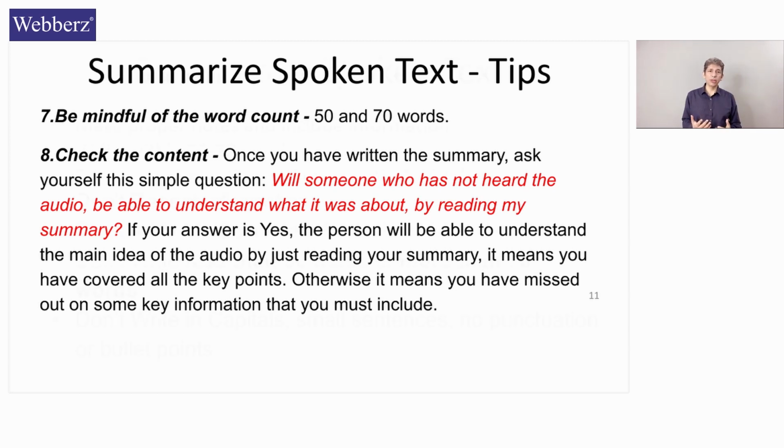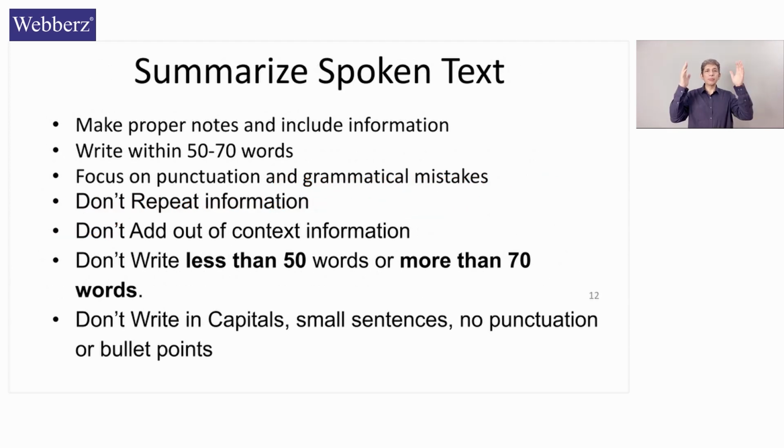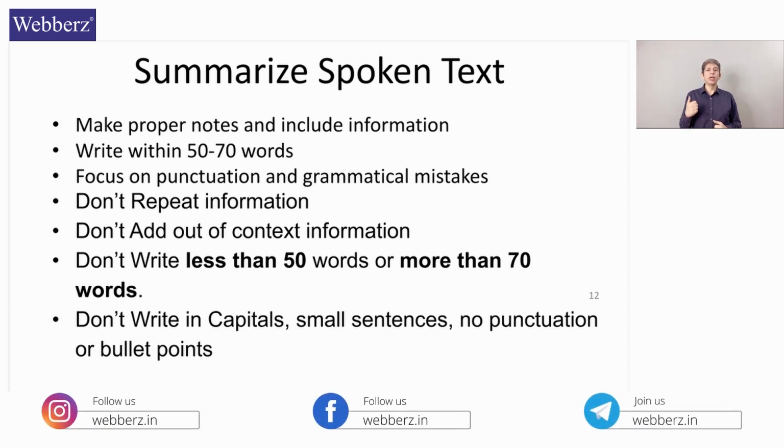It is very important. Now let us revise the tips once again. Make proper notes, include information. Next tip, 50 to 70 words. Next tip, focus on punctuation and grammatical mistake. Do not repeat information. Don't add out of the context information. Do not write less than 50 words and more than 70 words. Do not write in capitals, small sentences, and punctuation marks should be there. Do not write in bullet points.